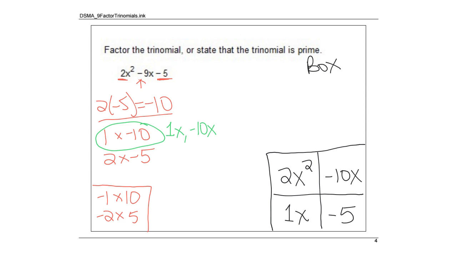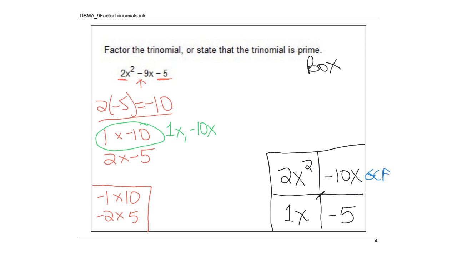And again, if I added all these boxes back up, this also looks like the AC method, right? These are all the same terms. So if I added these all up and I added these catacorner, I would get up to the negative 9x, right? 1x minus 10x.